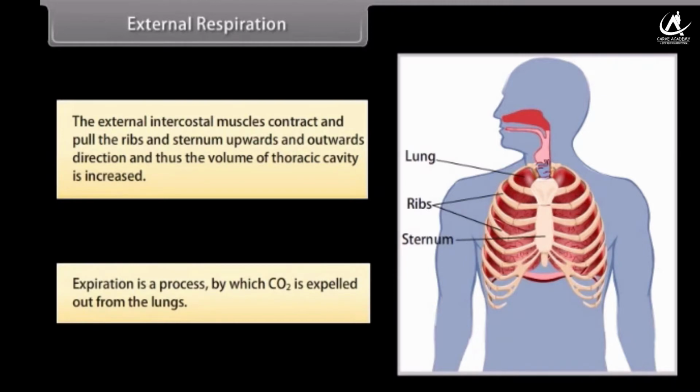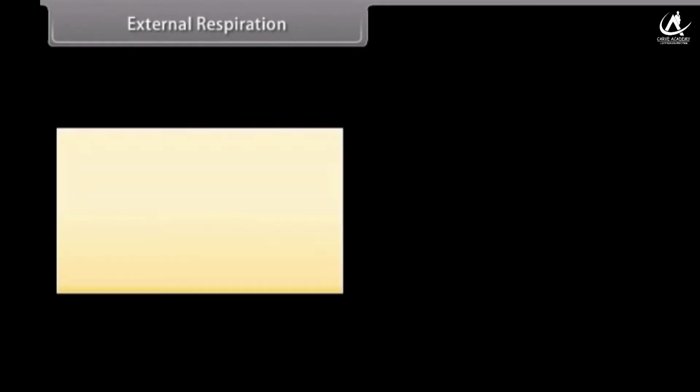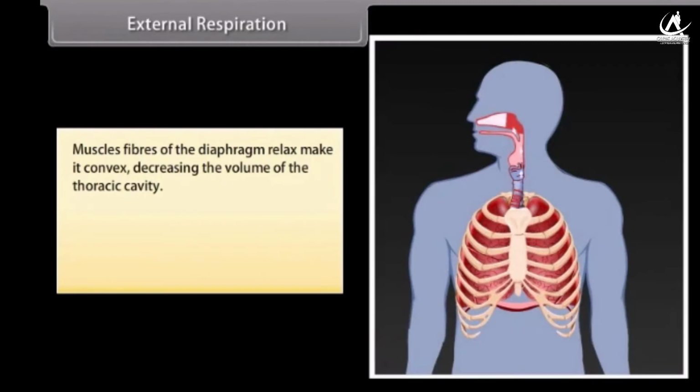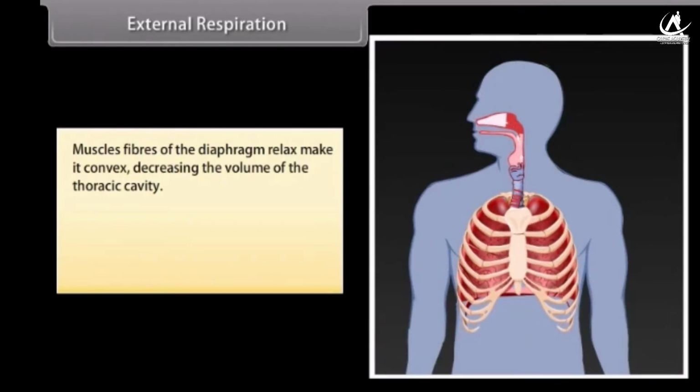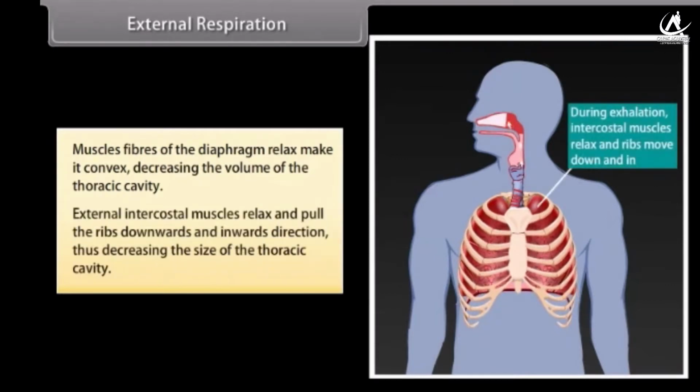Expiration is a process by which CO2 is expelled from the lungs. Muscle fibers of the diaphragm relax, making it convex and decreasing the volume of the thoracic cavity. External intercostal muscles relax and pull the ribs downwards and inwards, thus decreasing the size of the thoracic cavity.